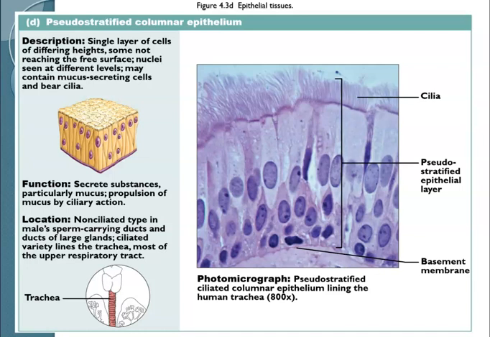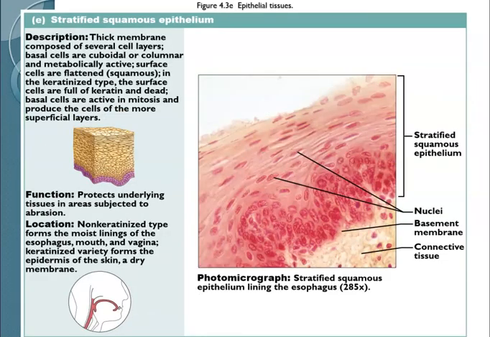So here again, similar to simple squamous, they will secrete mucus, and they'll also move the mucus across because of cilia. Okay. Next one is stratified squamous epithelium. So basically the layer starts from here and it's going upwards.